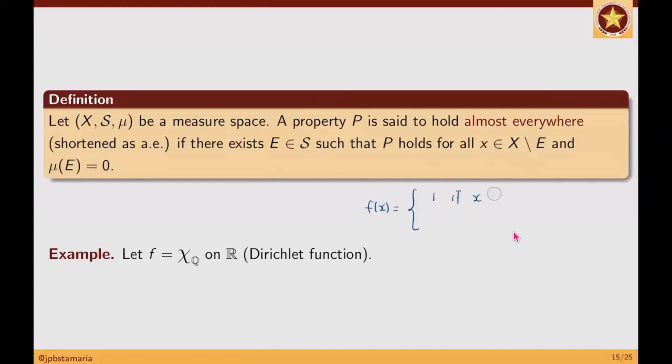Let me just abbreviate. And then 0 if x is irrational. Pag wala ka doon sa Q. Ganyan ang itsura ng Dirichlet function. Sabi ng teacher ko, whichever kasi si Dirichlet once lived in Germany and once lived in France.